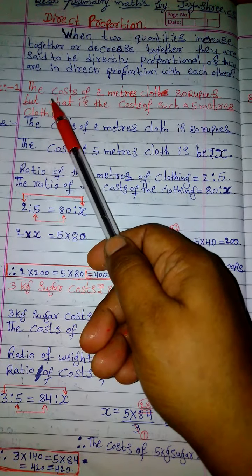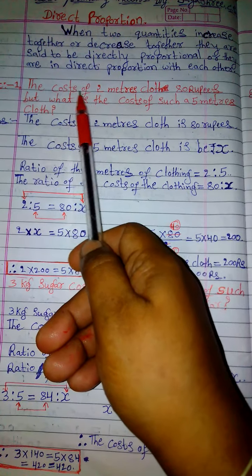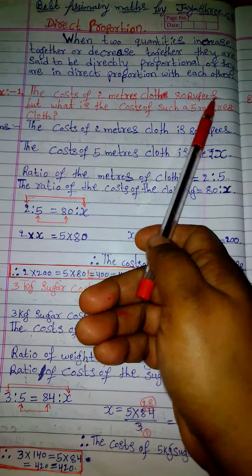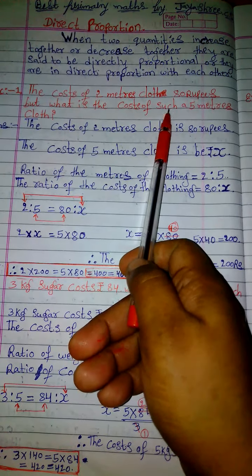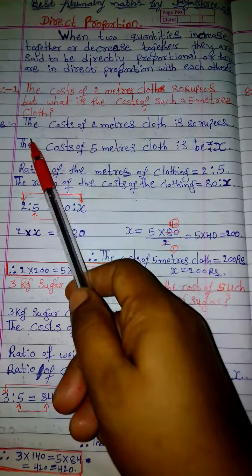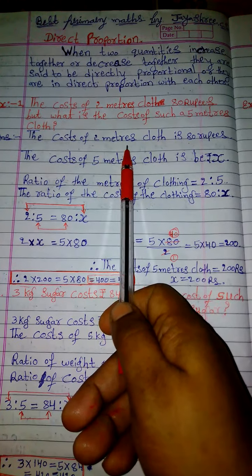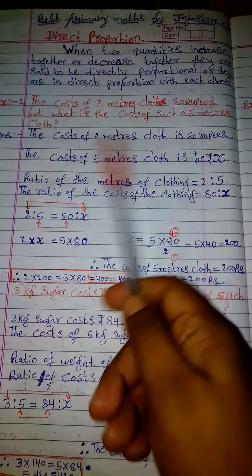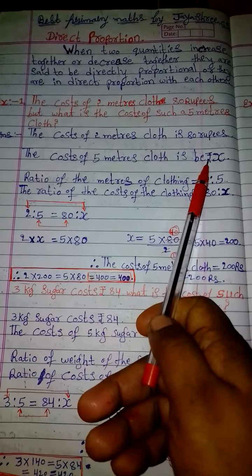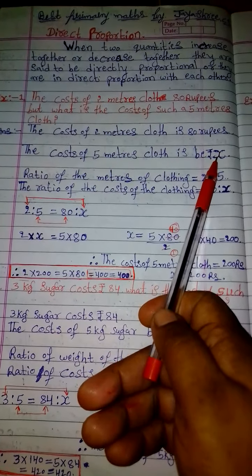Let us start the example. First one: the cost of 2 meters of cloth is 80 rupees. What is the cost of 5 meters of cloth? Solution. The cost of 2 meters of cloth is 80 rupees. The cost of 5 meters of cloth be X rupees. You should find out the value of X.